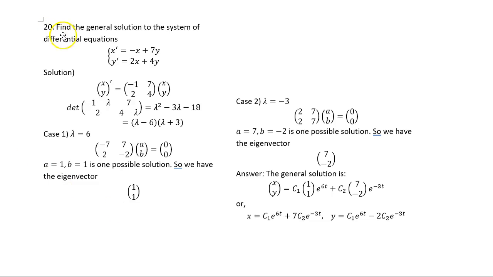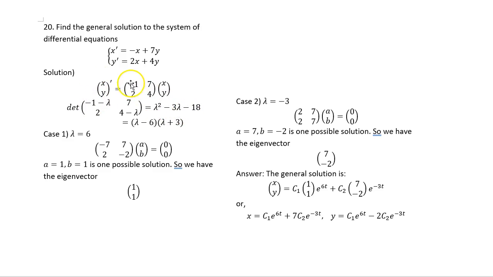Question 20, we have a system of differential equations. When you have a system like this, you can look at the coefficients -1, 7, 2, and 4 and make this matrix of coefficients to write it as a matrix equation.